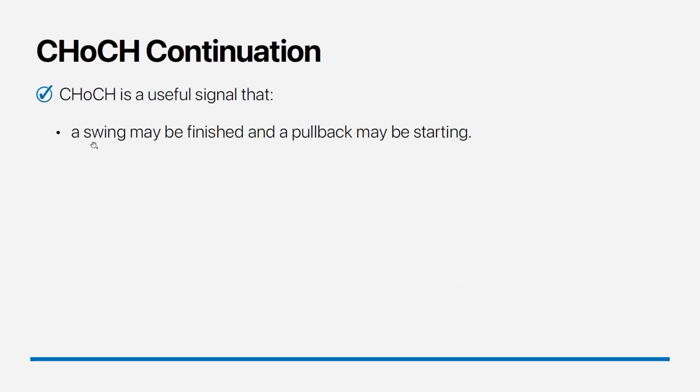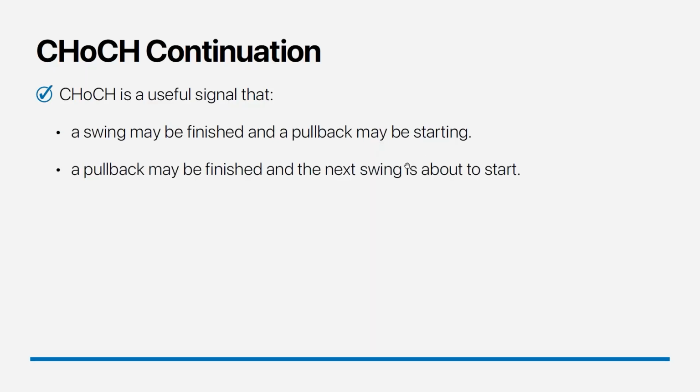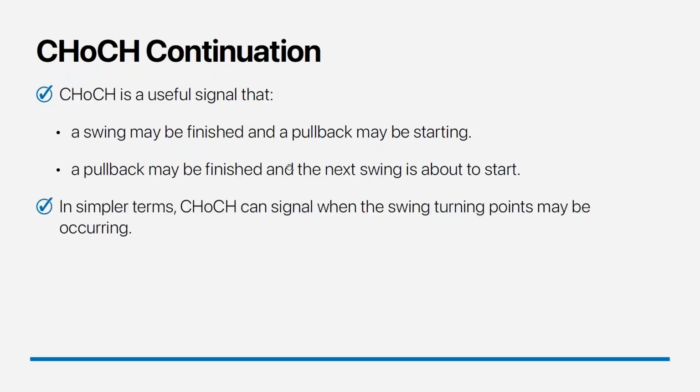Okay, so change of character is useful, as I explained just now already. It's useful when we use it to identify whether a pullback may be starting, or a pullback is completed and the next swing is about to start, right? Which is basically what we illustrated just now. So change of character basically just signals that there is a potential shift, whether from bullish to bearish or bearish back to bullish.